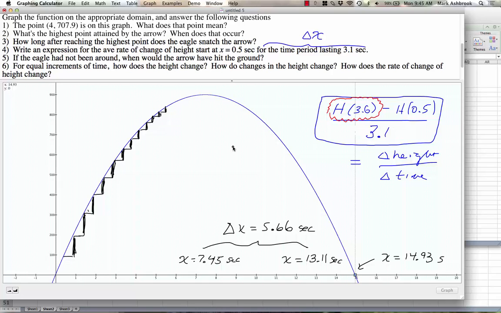Okay, the changes are decreasing. This one is less than this one. This one is less than this one. This change is less than this. This change is less than this. Those changes are decreasing. These are positive changes in height. The height's going up. Those changes are decreasing. Each change is less than the one before. Okay, on the way down.